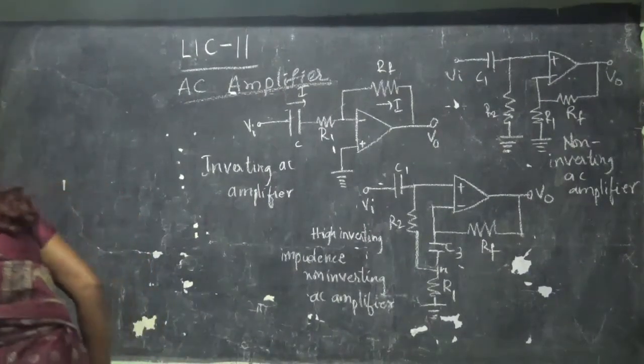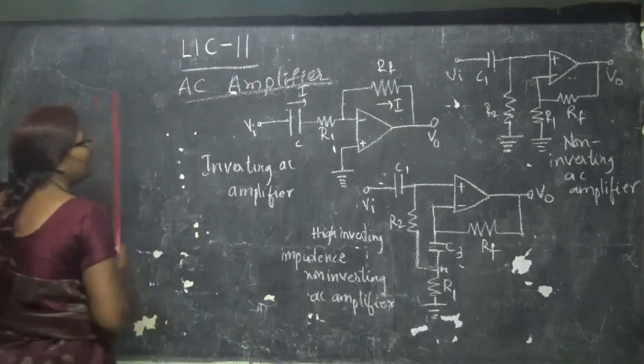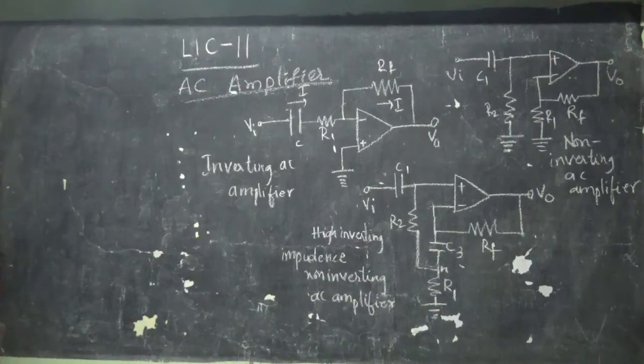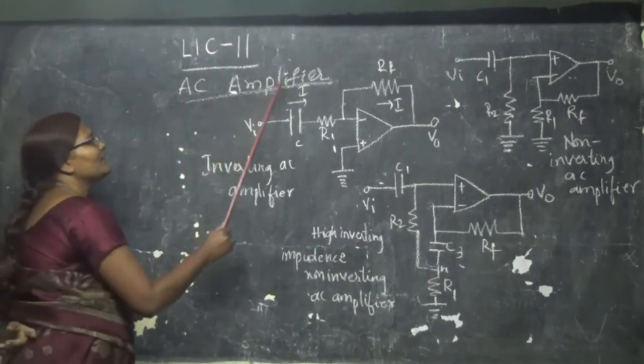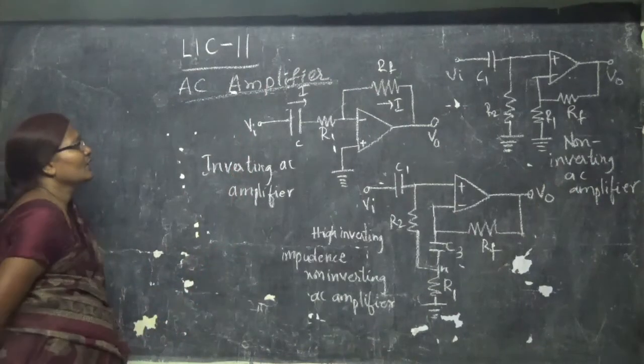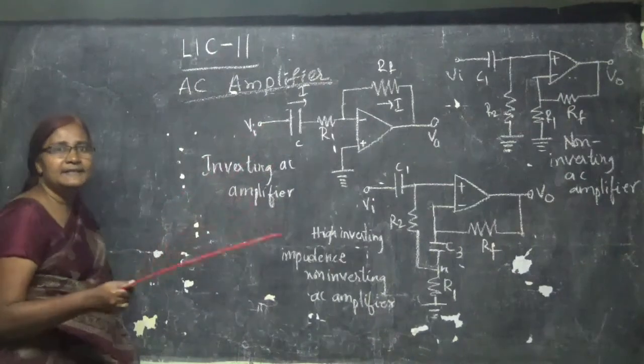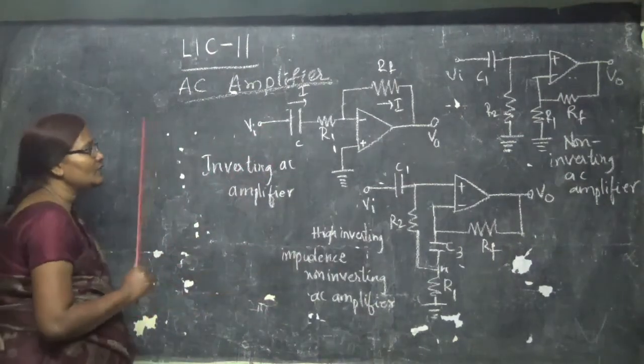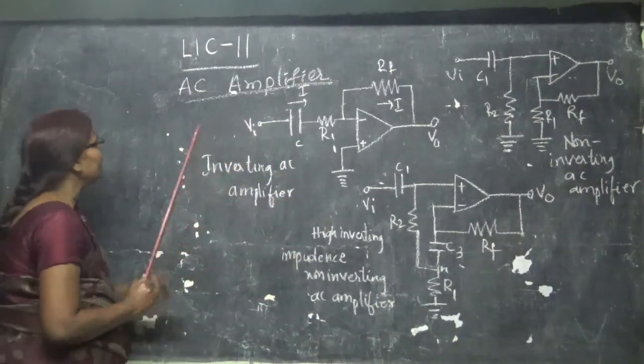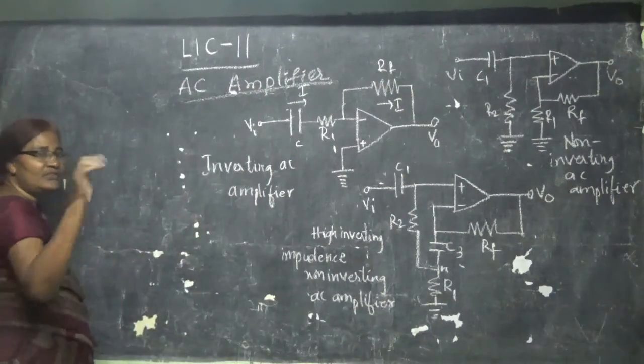So now we are going to learn the AC amplifier. So where is this AC amplifier going to be used? When we want to amplify a pure AC signal, that is, without any DC. Always AC will be combined with DC.